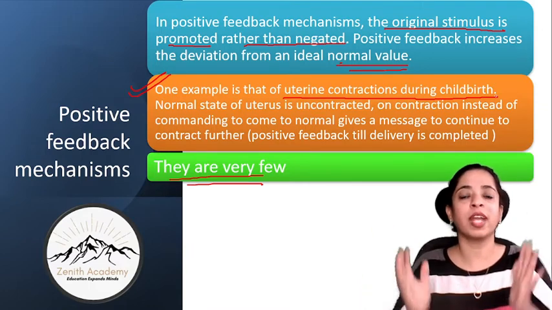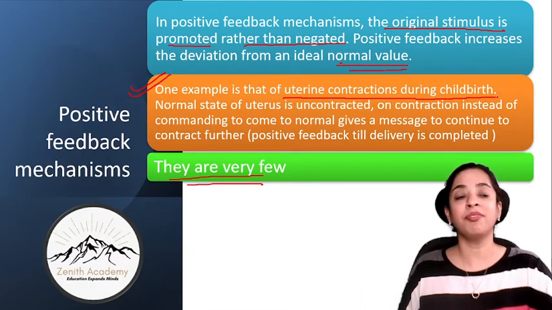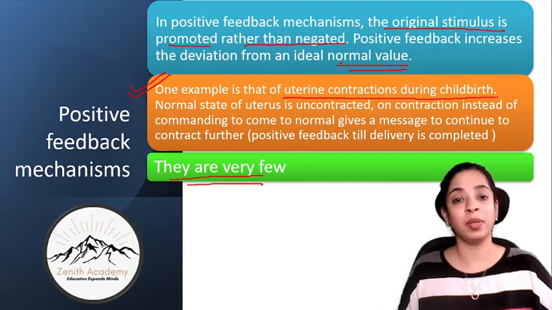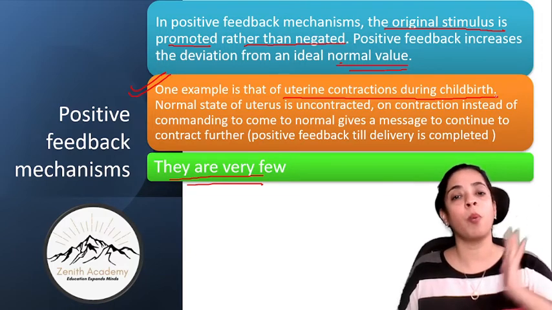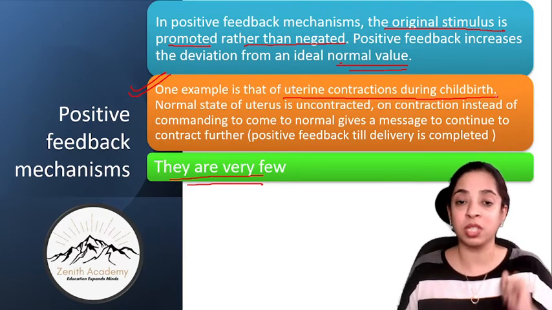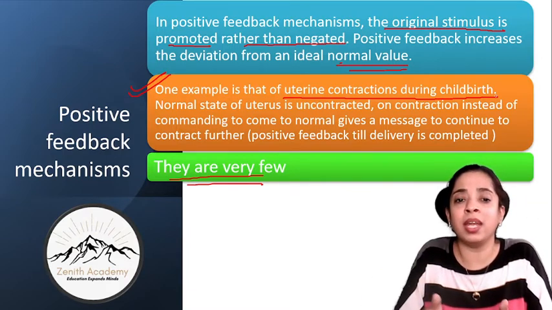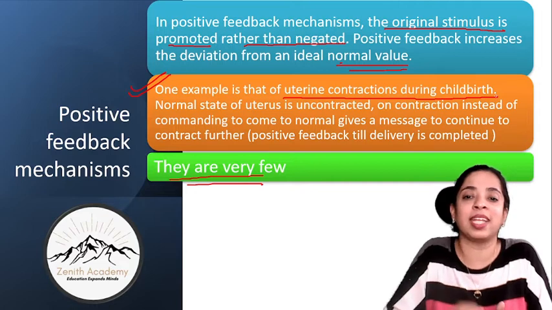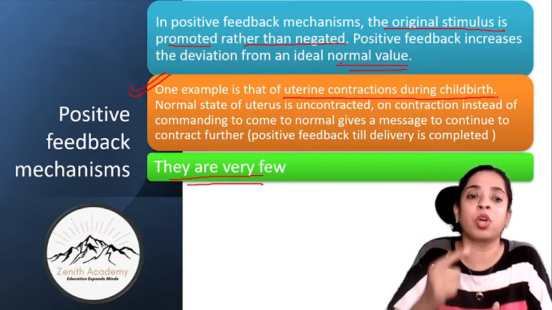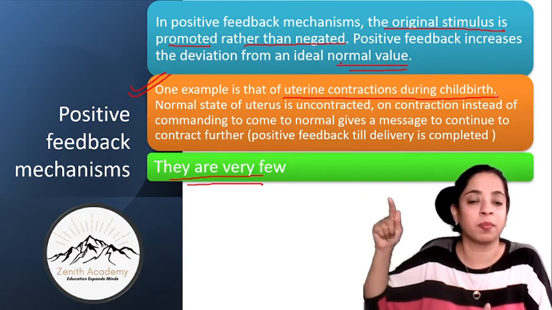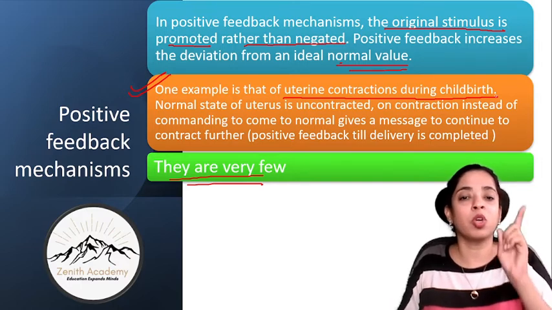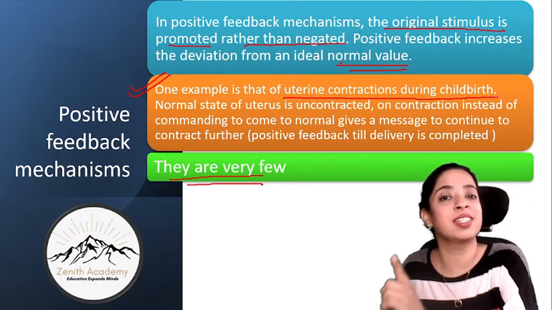So if one contraction begins, if it were negative feedback, what would happen? It would negate it. It would do the opposite. But now it is positive feedback. So if contraction is happening, instead of commanding it to come to normal, it gives a message to continue contracting further. So it keeps on contracting further till the delivery is completed.